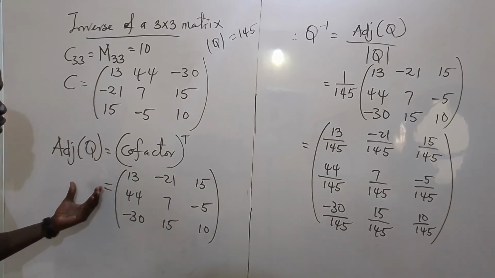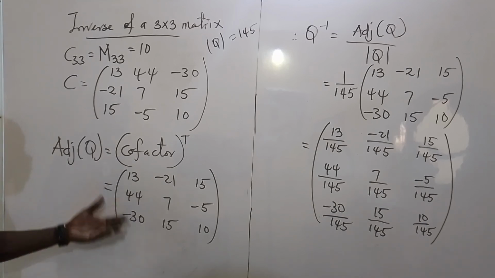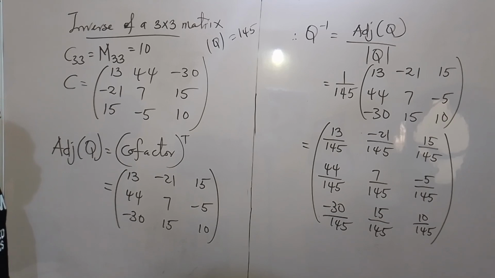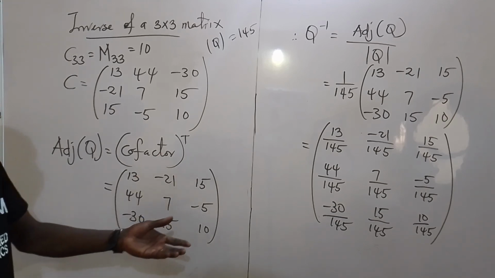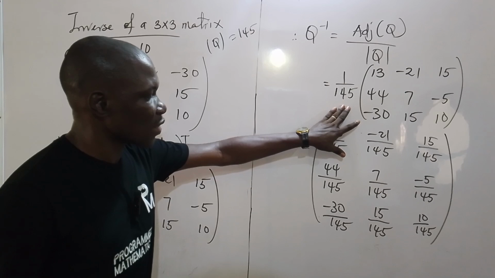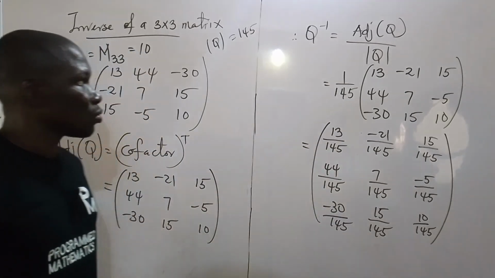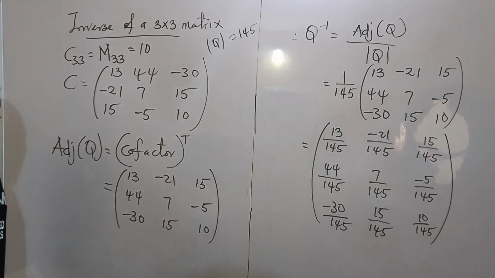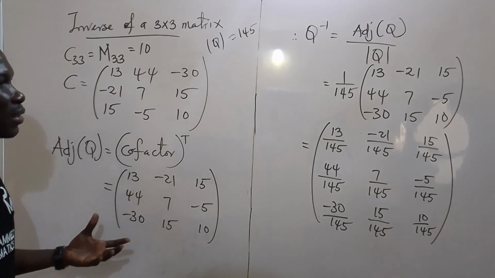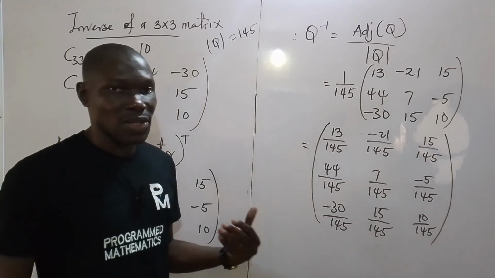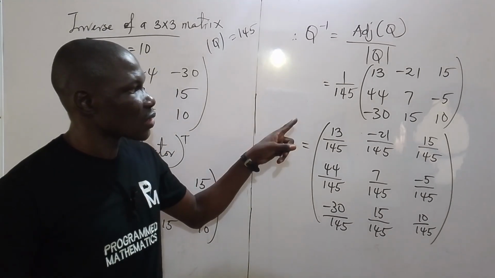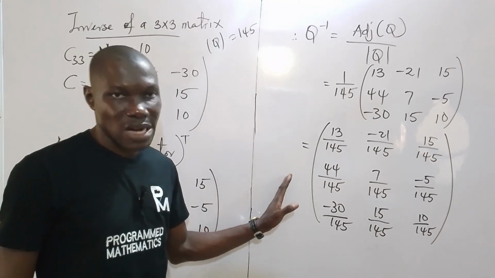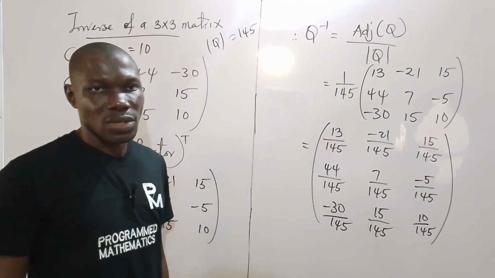Then once you have the adjoint, the next step is to divide the adjoint of the matrix by the determinant of the matrix. It's a simple scalar multiplication. Once you have that multiplication done, you are good to go. It shows you have calculated the inverse of the matrix. Now, don't forget what I said. The moment we are able to get the inverse of a matrix, it tells us that any system of equations that can be formed with that matrix can also be solved.